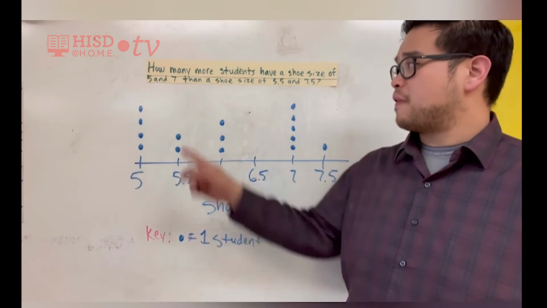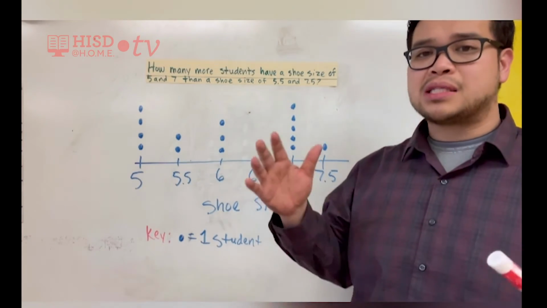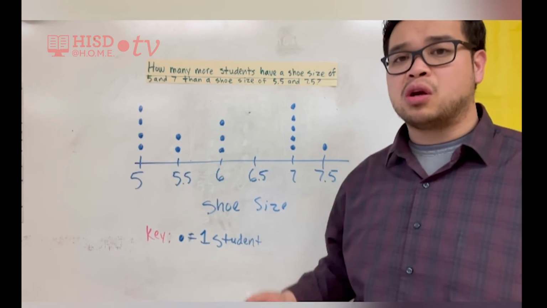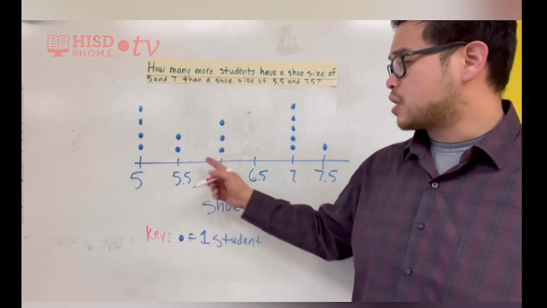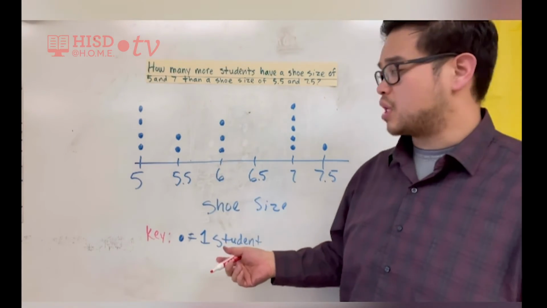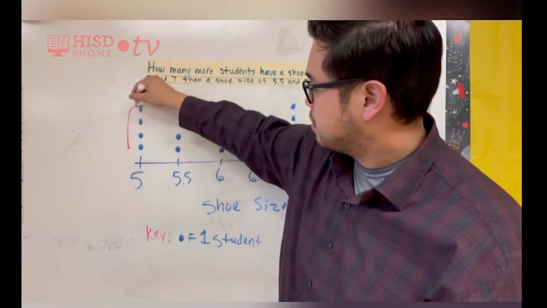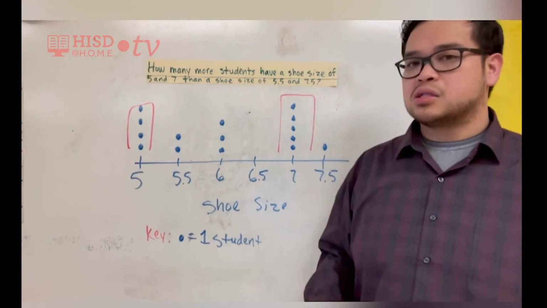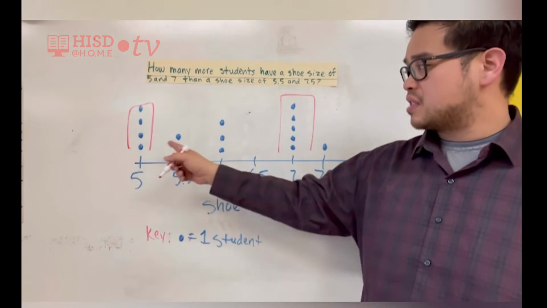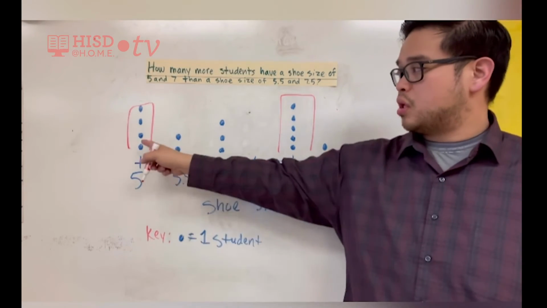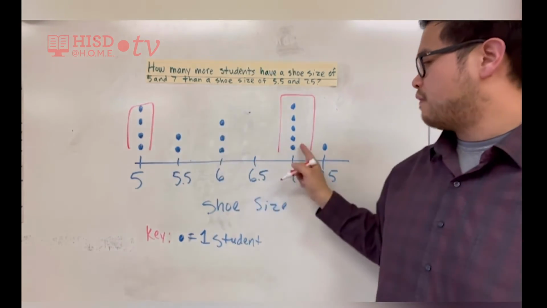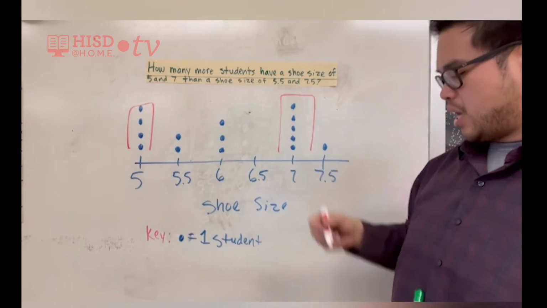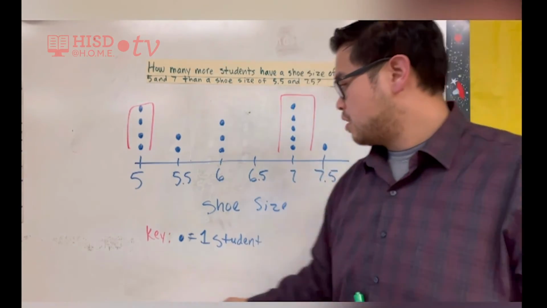So I'm going to look for 5 and 7, and what I'm going to do is box it in so that way it makes it easier for me to look at how many students have these shoe sizes. 5, and then my 7. So as I have my 5 and 7, I'm going to go ahead and count those numbers. 1, 2, 3, 4, 5, 6, 7, 8, 9. I have 9 for 5 and 7.